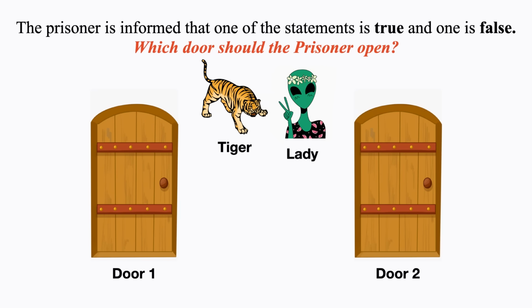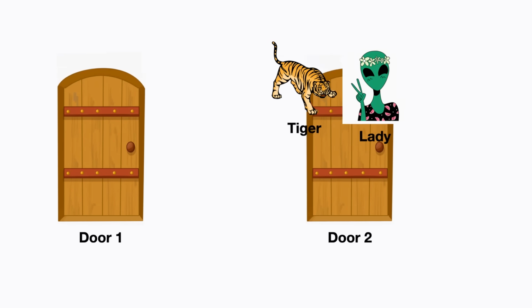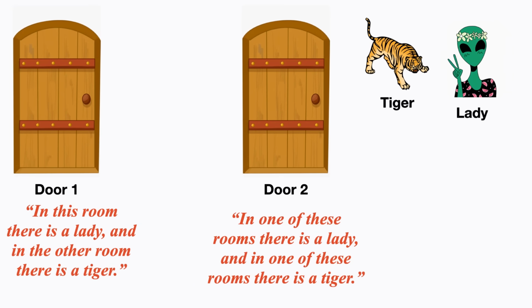Let me explain the solution now. As per the puzzle, each of the doors has a statement written on it. The statement on door 1 says, "In this room there is a lady, and in the other room there is a tiger." The statement on door 2 says, "In one of these rooms there is a lady, and in one of these rooms there is a tiger."